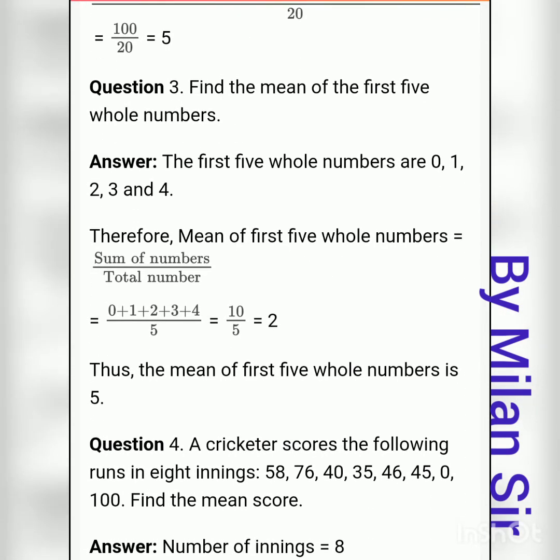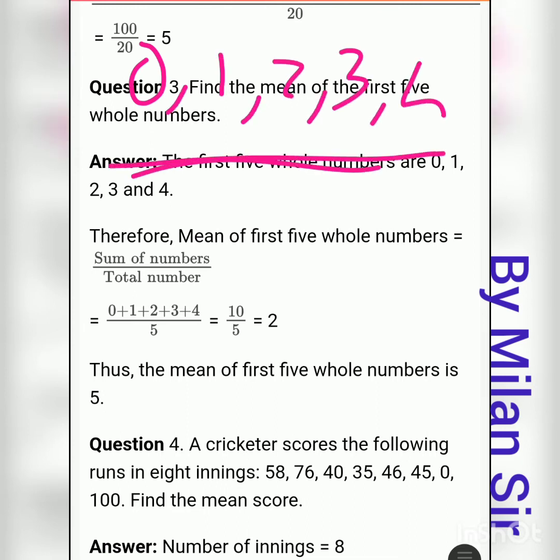After that, question number 3. Find the mean of the first 5 whole numbers. Now what are the first 5 whole numbers? 0, 1, 2, 3 and 4. These are the first 5 whole numbers. We need to find the mean of these numbers.